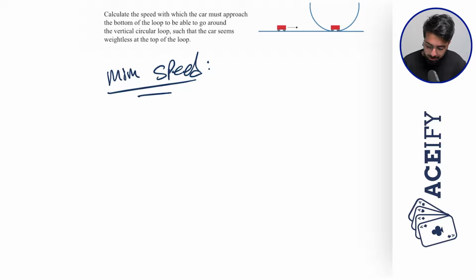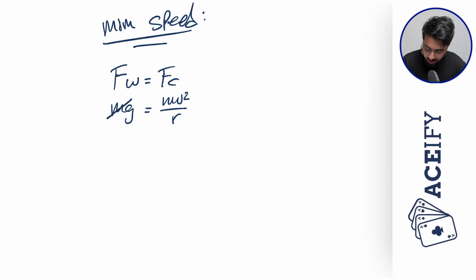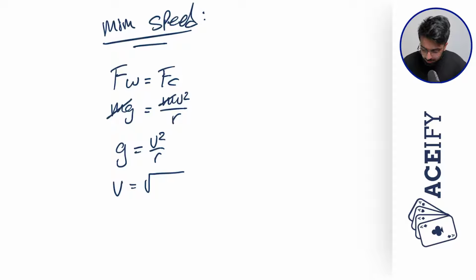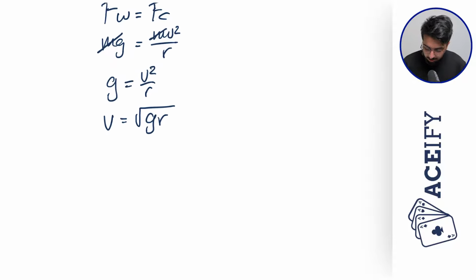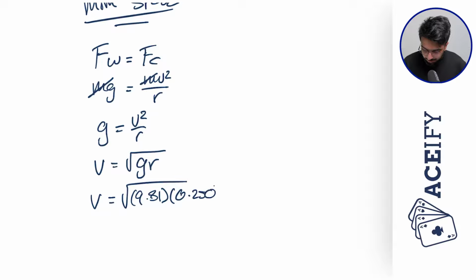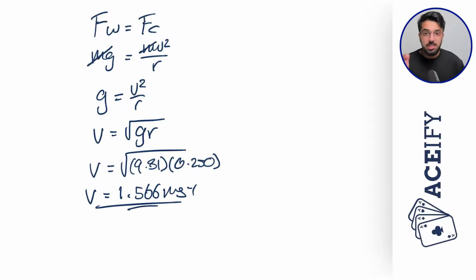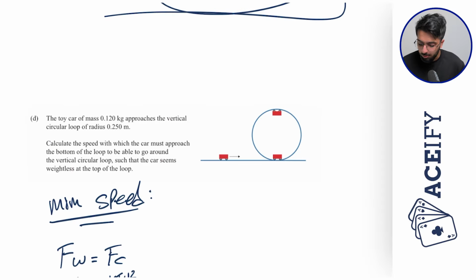From that video, we should know that our weight force should be equal to our centripetal force, and therefore mg is equal to mv squared over r. Cancelling out our masses, we get g is equal to v squared over r, and therefore v is equal to the square root of gr. So our velocity is equal to the square root of 9.81 times our radius of 0.25, and that gives us a velocity of 1.566 meters per second, okay? So that is the speed that we must obtain at the top of the loop.